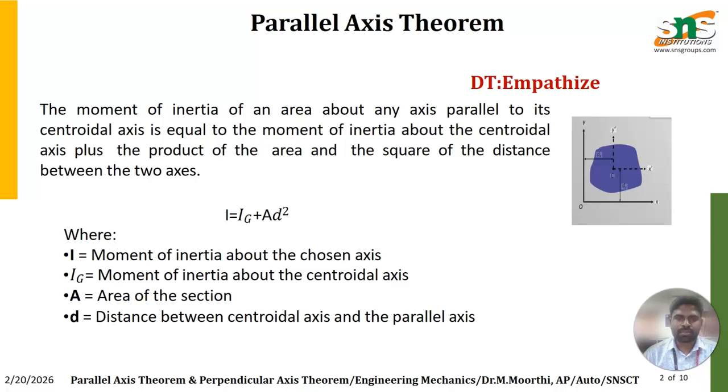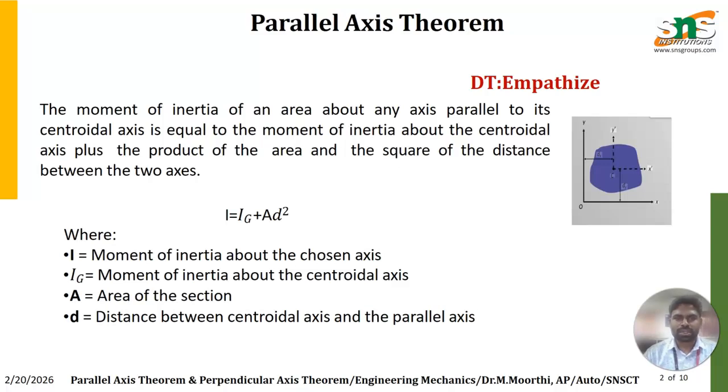The centroid is for a two-dimensional object or plane, whereas the center of gravity is for a three-dimensional solid. That is where the entire weight of the object is assumed to be acting at a particular point. That point is called the centroid or center of gravity. So first, the parallel axis theorem. This theorem is used to find the moment of inertia of an object.